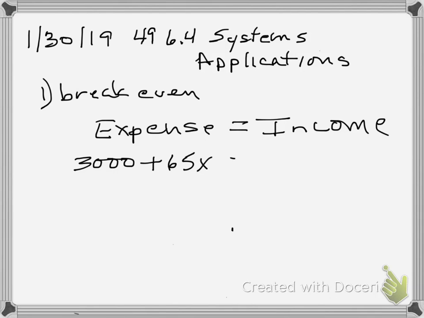And then over on the other side of the equal sign, you want to put your income. It tells you that the average selling price of each bike is $125. So over there you would write 125, and again that's per bike, so that gets an X too. So that would be the equation that you would need to solve. That's number one. All right, number two.